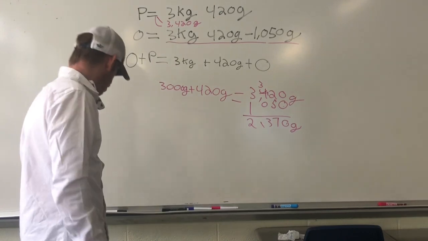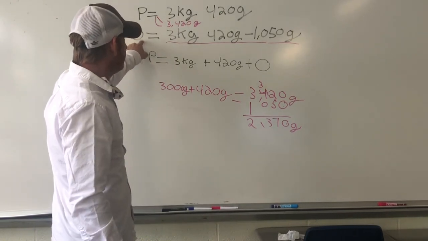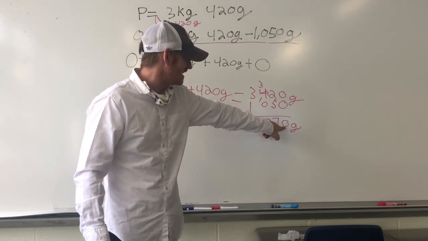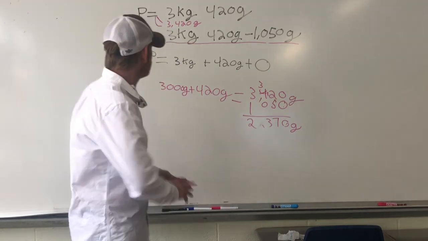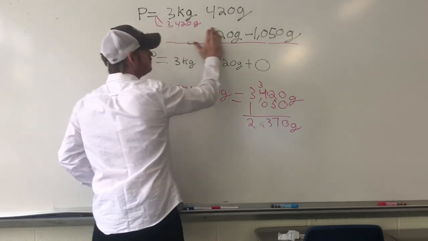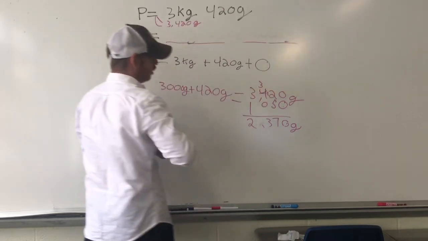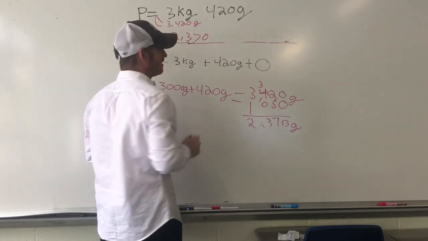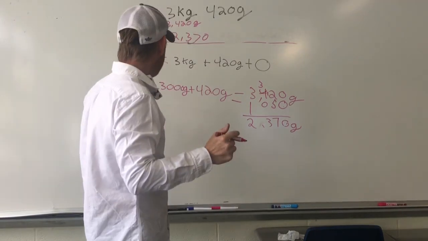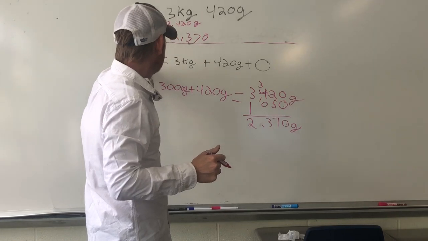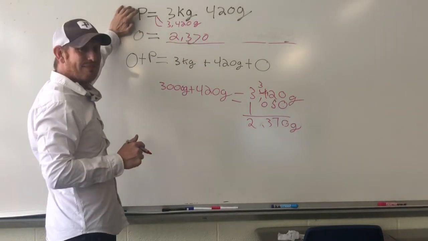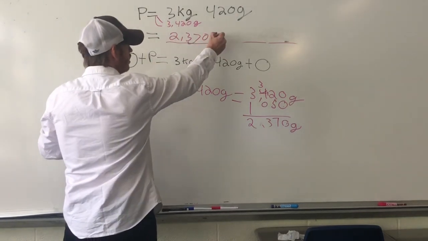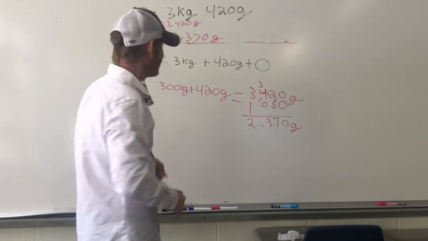So what did we just find out? We just found out that our onion is 2,370 grams. So I will erase this and put 2,370 grams. Now, I need to figure out what they are together. Well, it's nice and easy. I have my potatoes in grams. I have my onions in grams. I just have to add it.